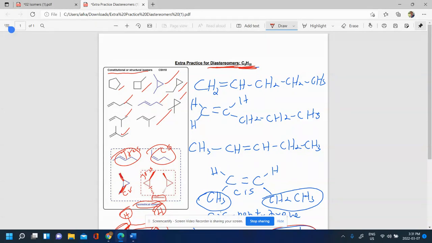So this is a great diagram because it really shows you your constitutional isomers versus your geometric isomers. That's another word for stereoisomers. And within the stereoisomers, that includes the diastereomers, the cis-trans, and the enantiomers, the mirror images of each other. And we'll see that in more detail in the next video.